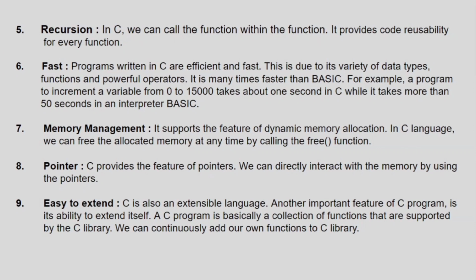And pointers. C has pointers because we can directly interact with the memory by using pointers. Simply saying, if we want memory, we call the function, and the allocated memory is used through pointers. Whatever memory we have used, we can directly interact with it using pointers. And C is very easy to extend. It is an extensible language, able to extend itself. These are all the features of the C language.